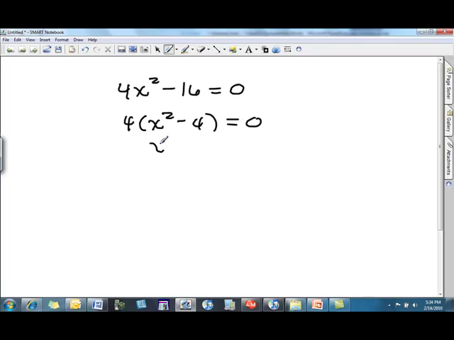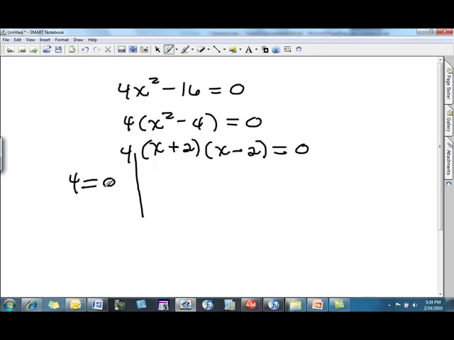And we could factor this further. It's a difference of squares. And when we start to set things equal to 0, notice we have this 4 over here. Well, 4 doesn't equal 0, so we just disregard that. If there's no variable on it, we disregard it.